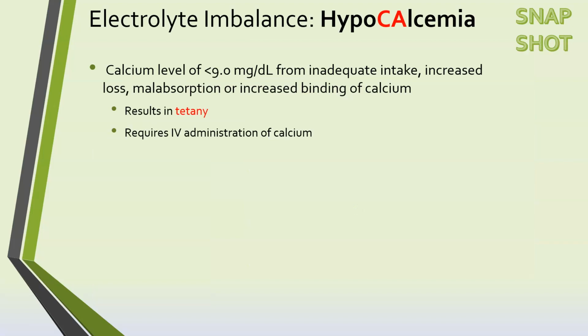So a snapshot when we're talking about hypocalcemia, and again, for testing purposes, make sure you know what electrolyte imbalance you're dealing with. It's going to be levels less than 9.0. It can be from inadequate intake, increased loss, malabsorption, or increased binding of calcium. It can result in tetany, and it will require IV administration of calcium.